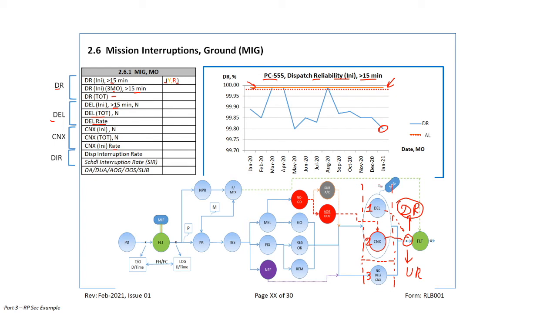And to cover this loop, as we said, we're going to start from dispatch reliability, move to contributor number one, delay, contributor number two, cancellation, and now we want to see how unreliable this system is. This is the dispatch interruption group. What items do we have here? We have dispatch interruption rate and schedule interruption rate.